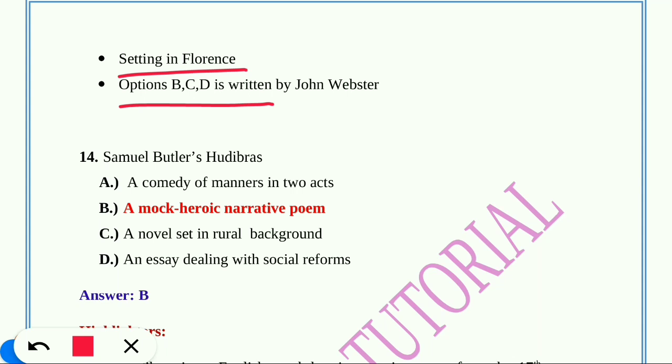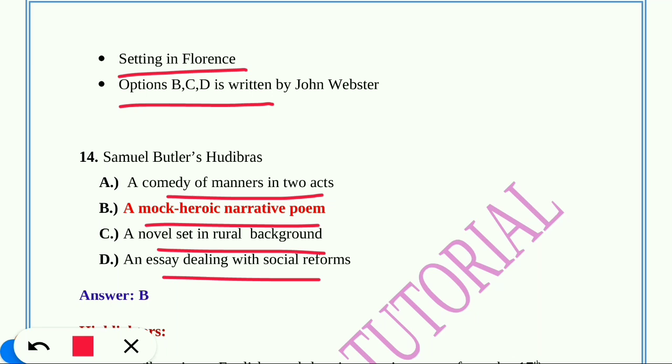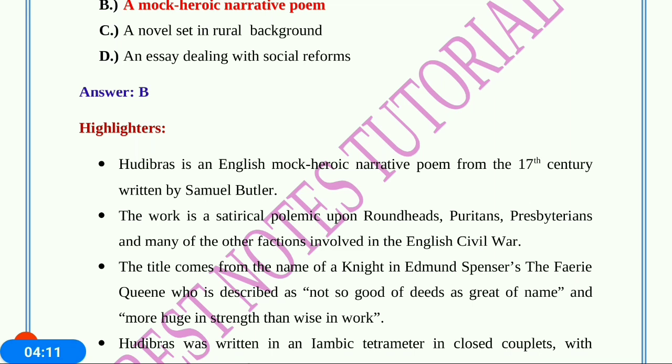Question number 14. Samuel Butler's Hudibras is option A, a comedy of manners in two acts; option B, a mock heroic narrative poem; option C, a novel set in rural background; option D, an essay dealing with social reforms. Here, the answer is option B, a mock heroic narrative poem. Let's see the highlighters.